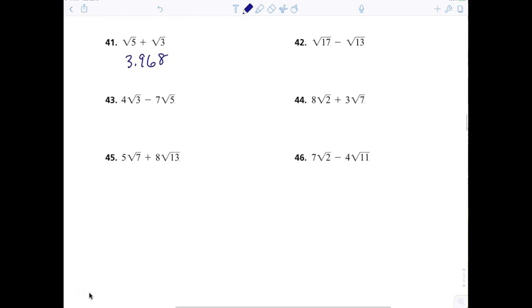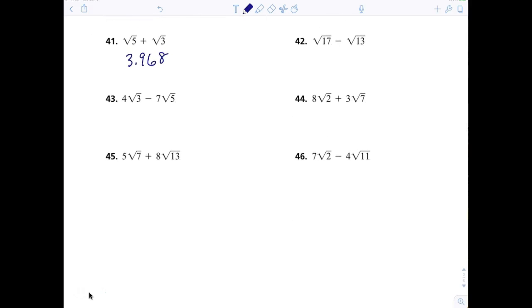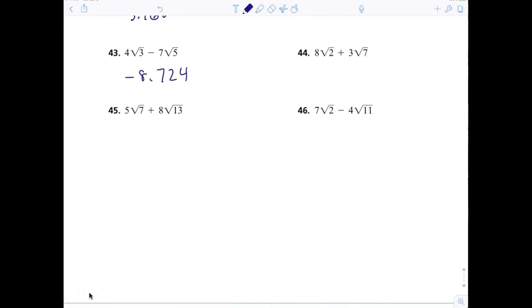All right, so I need someone to tell me 4 radical 3 minus 7 radical 5. Tell me. Negative 8.724. Sorry, 724. Now, please, if you don't have it, let me know, because you're learning how to use your calculator. All right, and finally, 5 radical 7 plus 8 radical 13, just to make sure. 42.073. I'm happy with that.